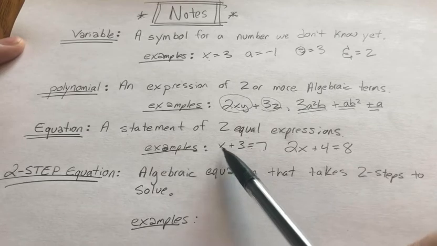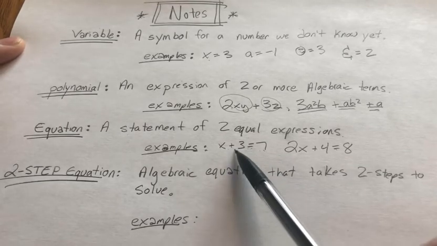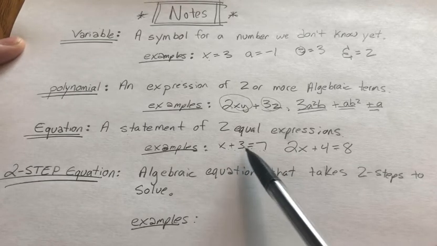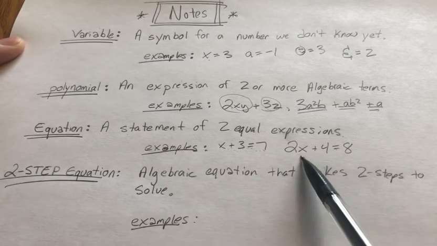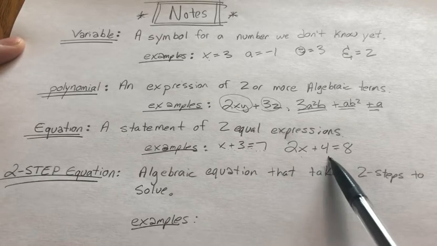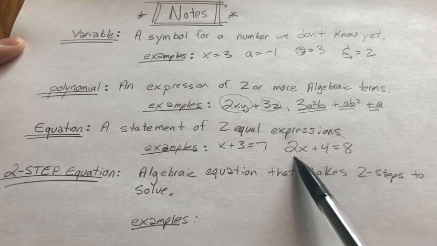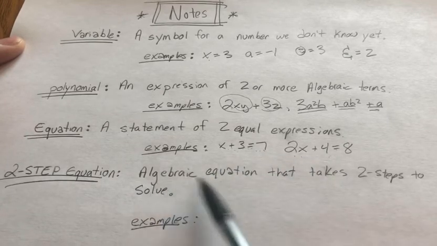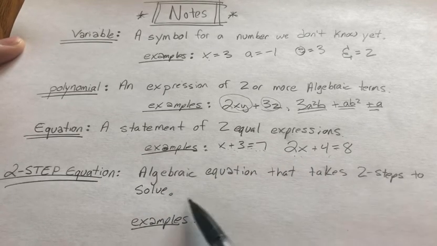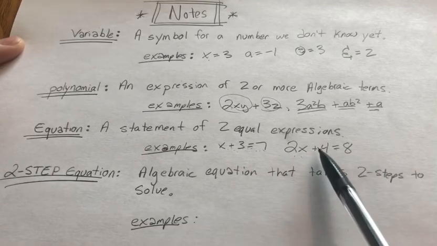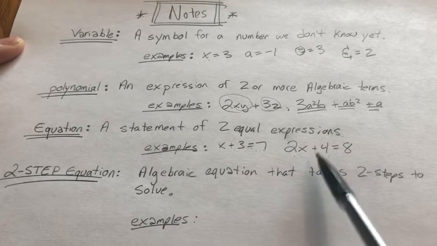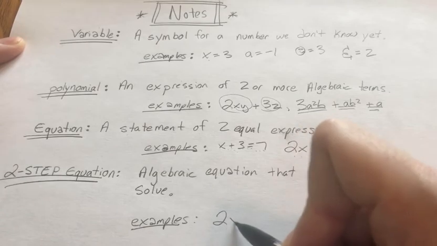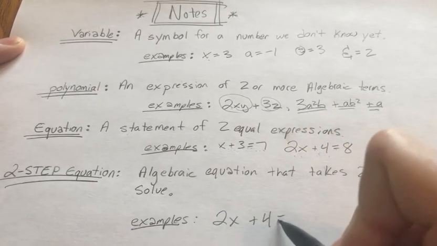This above was a one-step equation, because to solve a plus 3 problem, you would minus 3. This would be a two-step equation. You'd subtract 4, and then you would divide by 2. An algebraic equation that takes 2 steps to solve. An example of a two-step equation would be like right up here. To solve it, it takes 2 steps.